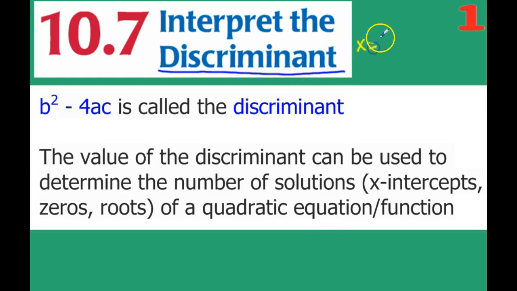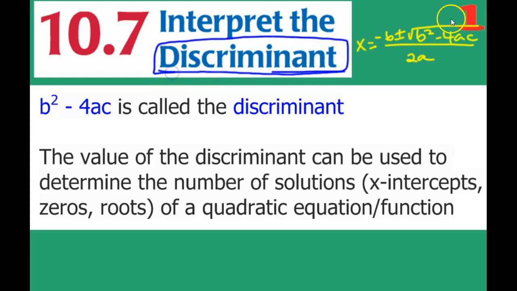So this, remember, was the quadratic formula: negative b plus or minus the square root of b squared minus 4ac, all over 2a. The part we're looking at today, the discriminant, is only part of this quadratic formula. It's everything underneath that square root symbol. So everything underneath the square root is what we call the discriminant.